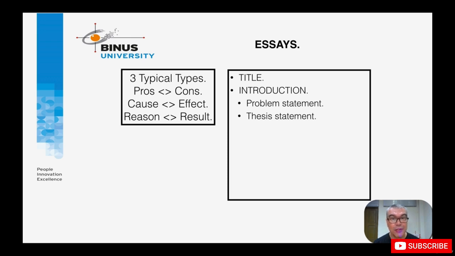We now go to the main body paragraphs, and the number of paragraphs will vary depending on the kind of essay that you're being set, whether it is a detailed essay that requires an extended answer or whether it is simply a short essay. I would say that normally your main body paragraphs will be between 2 and 4 paragraphs.